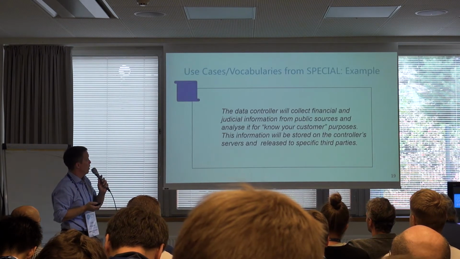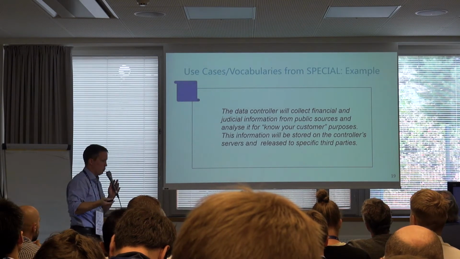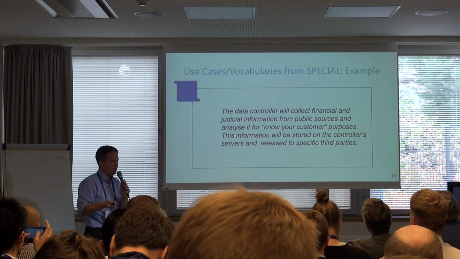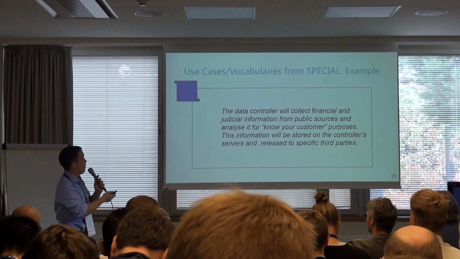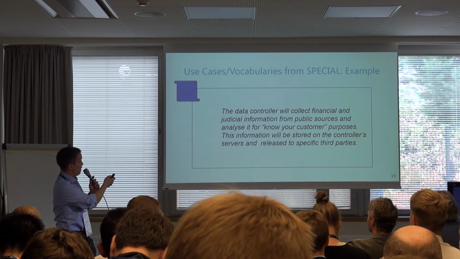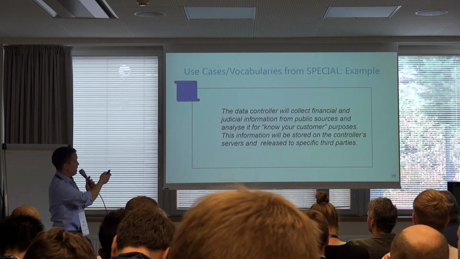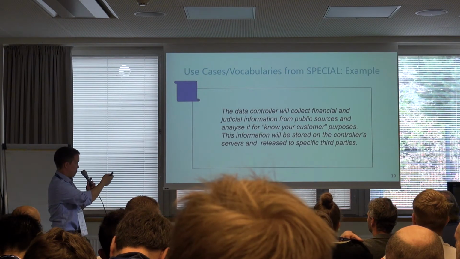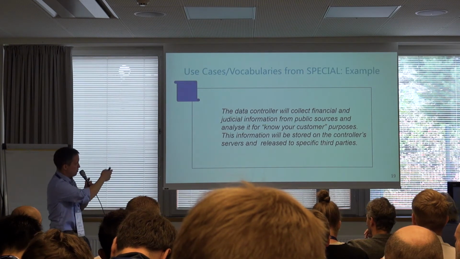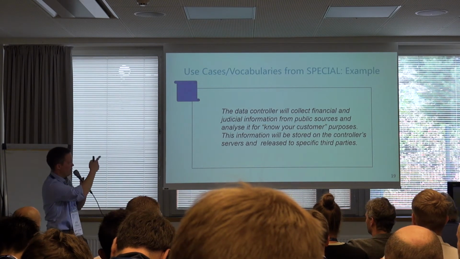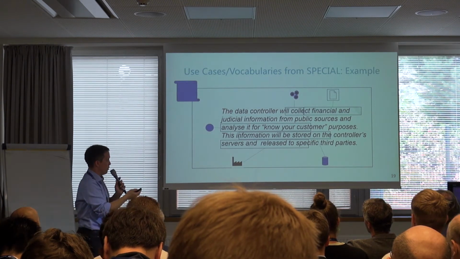So just to have an example of what this should serve for: you have a natural language policy which is given. This is something coming out of the use case that Ben was describing, that a data controller will collect financial and judicial information from public sources and analyze it for know your customer purposes, and this information will be stored on the controller servers, maybe also for a specific time, and released to specific third parties, which are not detailed here, but would be in the full policy. So what would be, for instance, the third parties allowed?